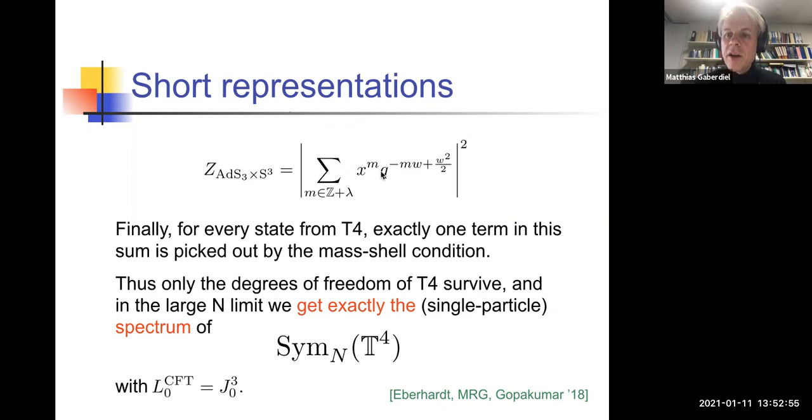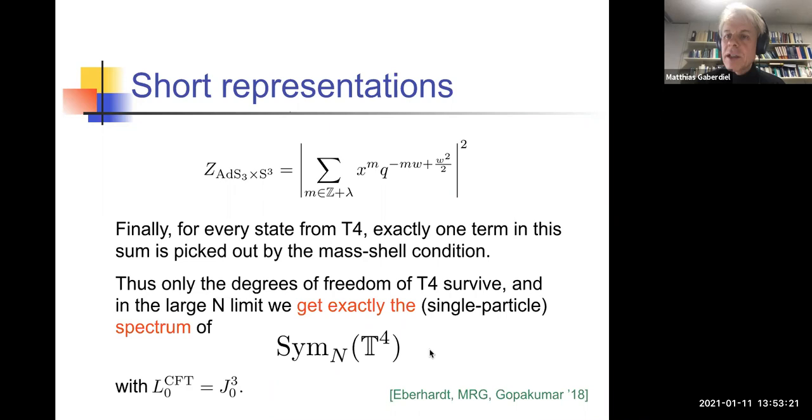And if you count it carefully and you calculate the quantum numbers in particular, you know that the conformal dimension in the dual CFT is to be identified with the zero mode J3-0 of the SL2R currents. So you get not just the number of states, but you also get them including their dual conformal dimension. And when you look at the entire spectrum, what you realize is that you get exactly the single particle spectrum of the symmetric orbifold of T4.